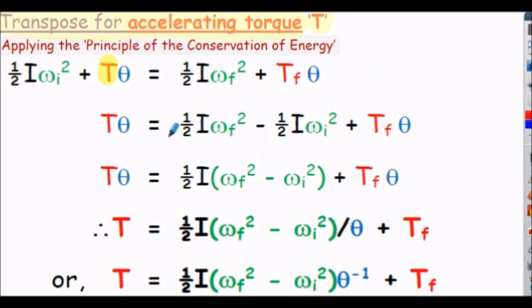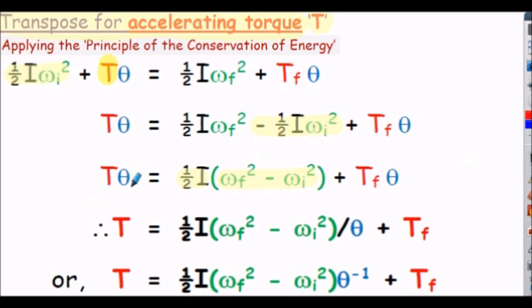So for the second line, we're simply going to subtract the half I omega I squared term from both sides of the formula or the equation shown here. Notice on the next line, I've factorized on half I. That's common to these two terms, so half I outside of my bracket, with omega F squared minus omega I squared inside the bracket.